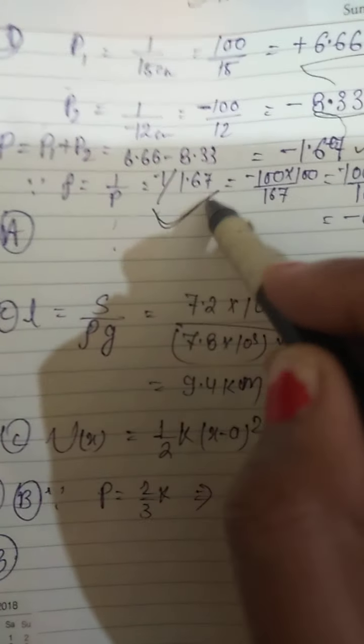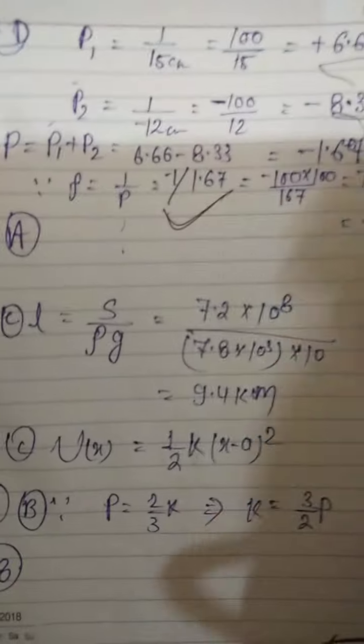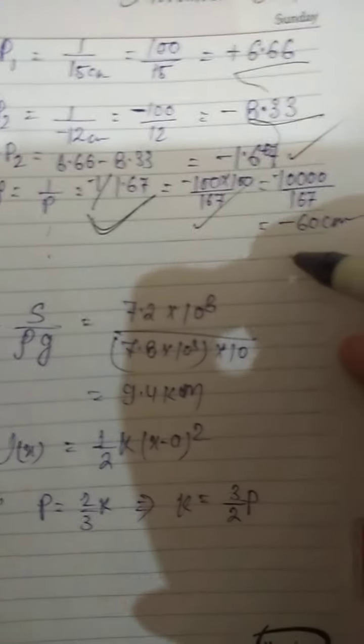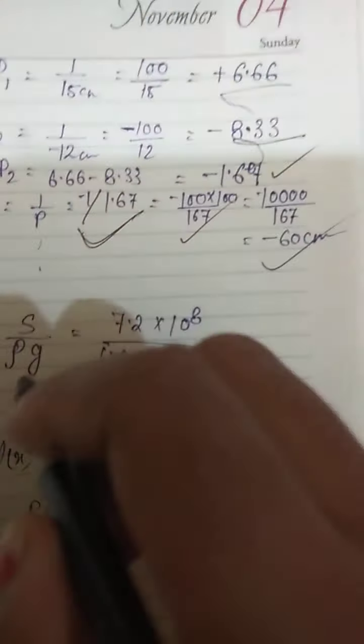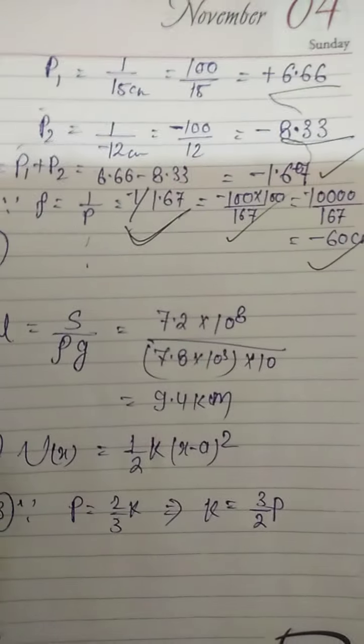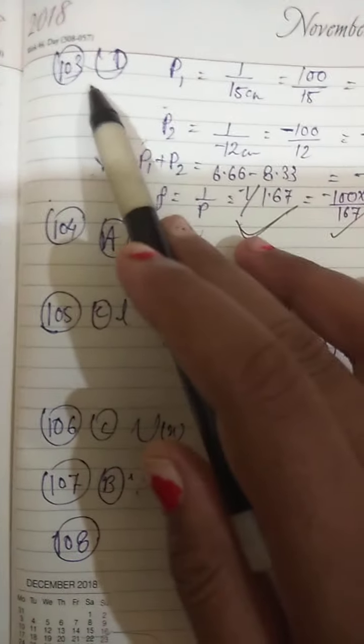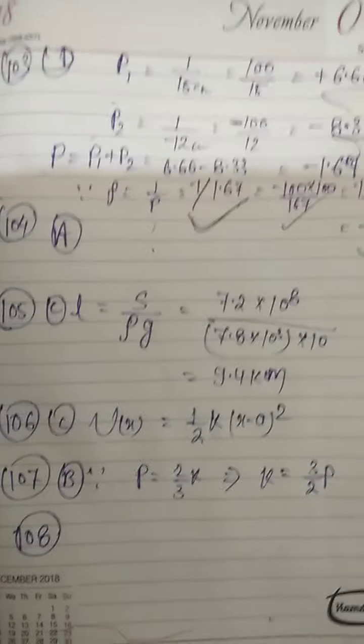As we know, focal length is equal to 1 upon P. But here P is in which form? Focal length has been taken in meters, so convert it into centimeter. So finally, focal length is minus 60 centimeter. So the correct option is D. Question number 103, D.